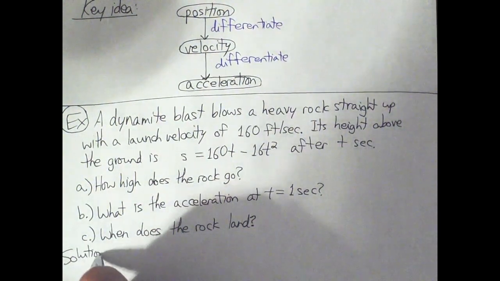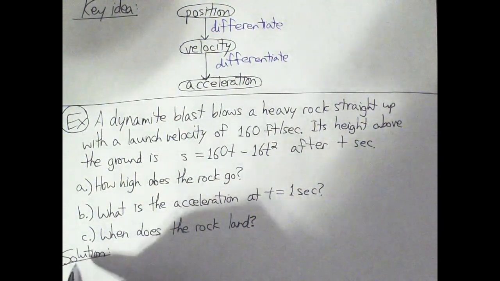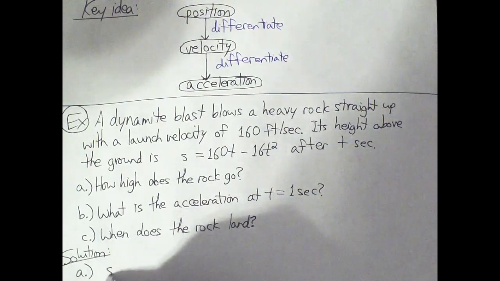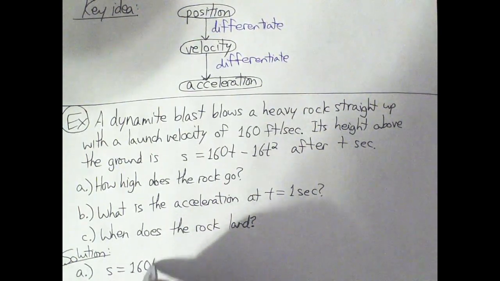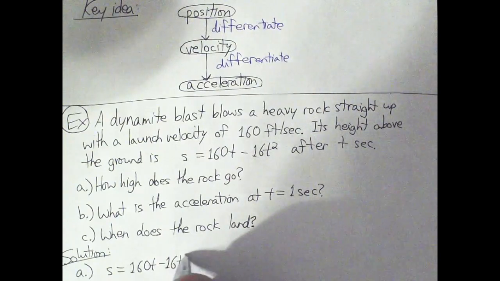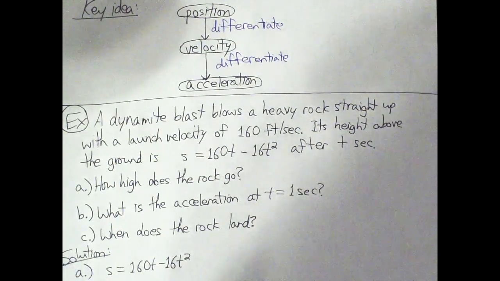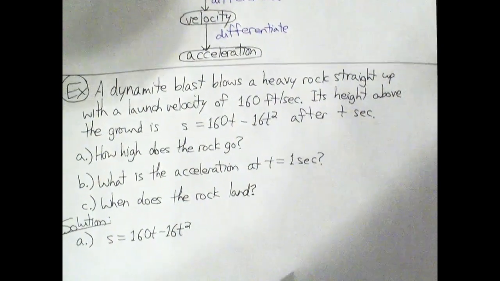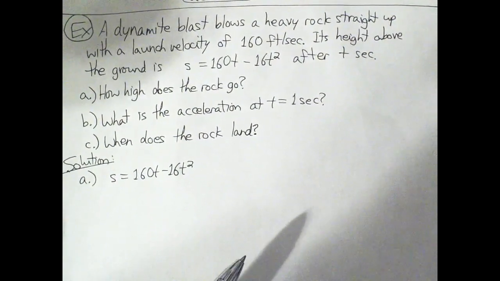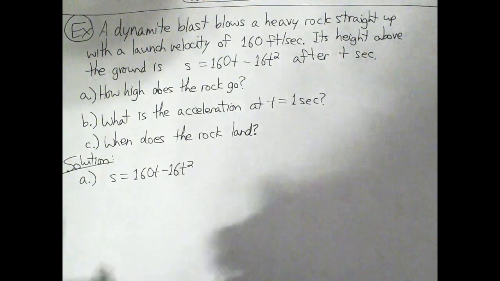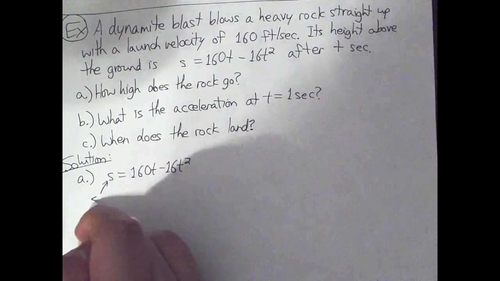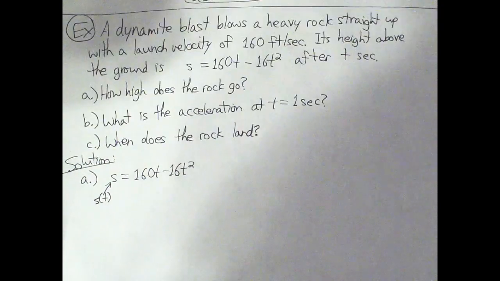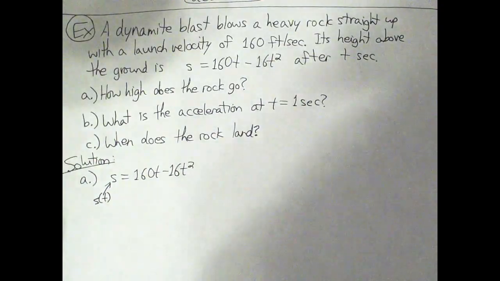Solution. Part A, we are given S equals 160t minus 16t squared. And we sometimes use the word position. We sometimes use the word displacement. In physics, S is often used for displacement of an object. And this is a function of t. If we'd like to, we could think of S as S of t, like a function. All right?